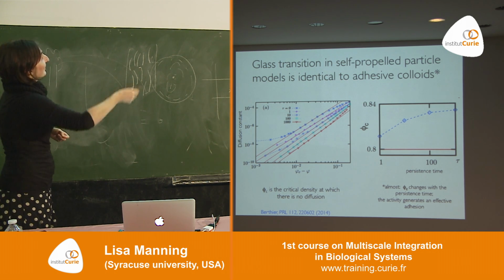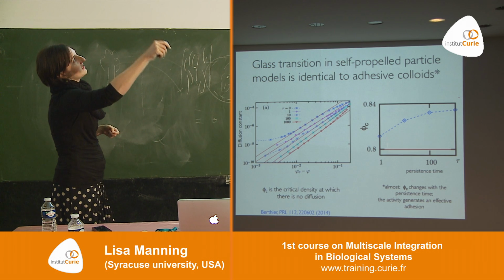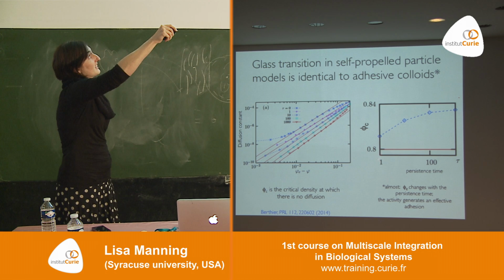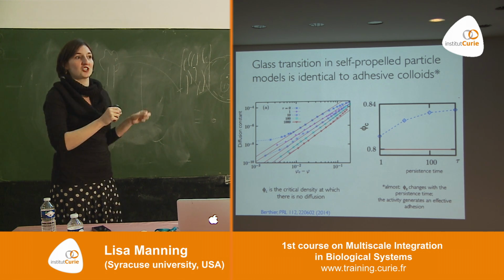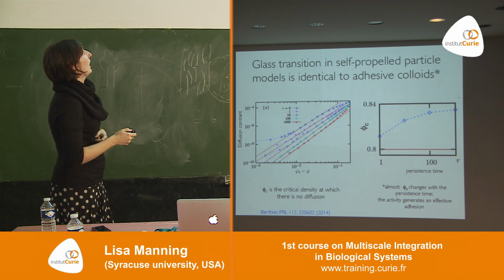OK. So what this is saying is that as I increase my persistence time, it basically looks exactly like a colloidal system, except the density at which I jam changes just a tiny bit. OK? So that's the result here.